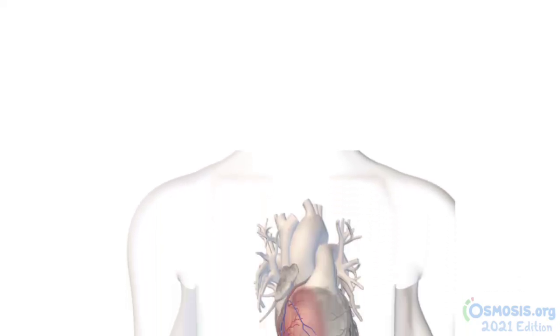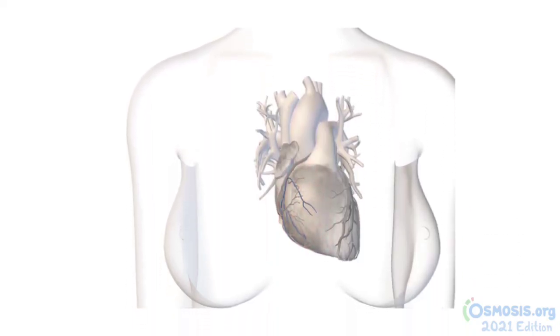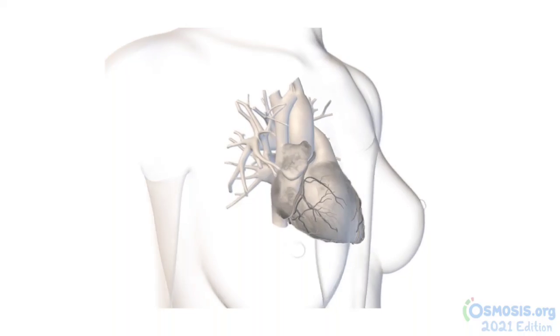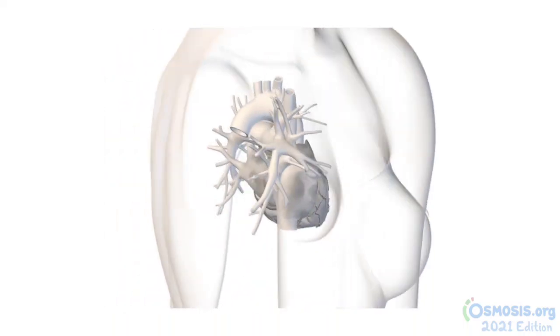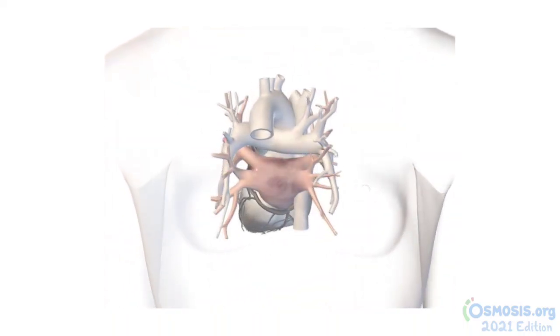It's also important to visualize that the most anterior portion of the heart is the right ventricle, and the most posterior part of the heart is the left atrium, which lies directly anterior to the esophagus.